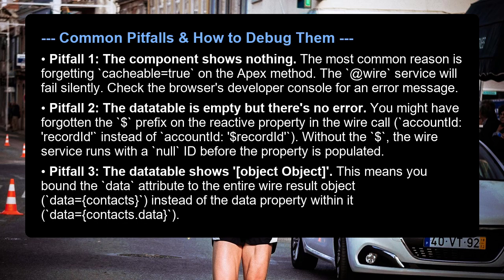Pitfall 3, the data table shows [object Object]. This means you bound the data attribute to the entire wire result object, data={contacts}, instead of the data property within it, data={contacts.data}.